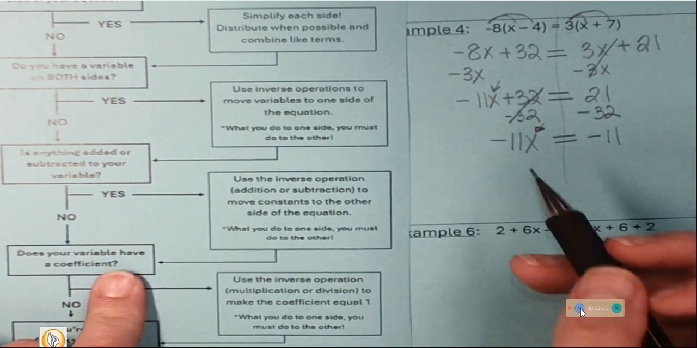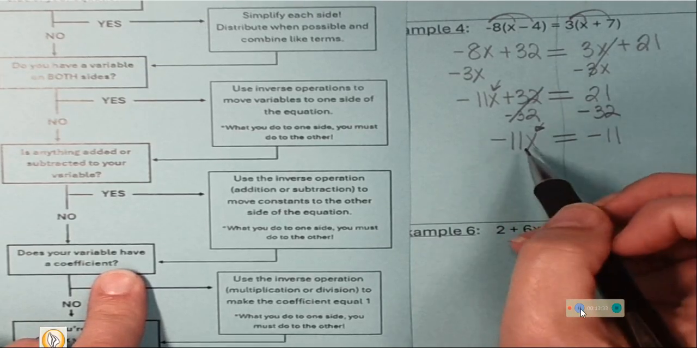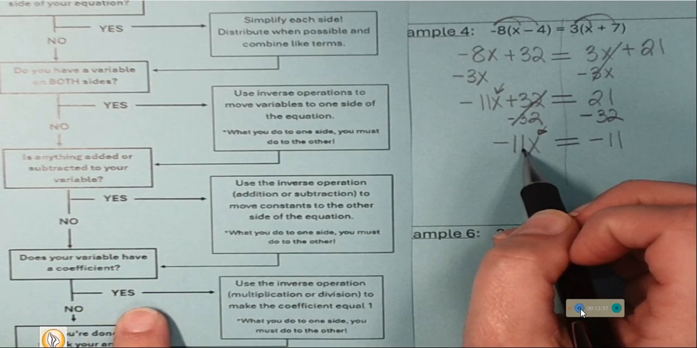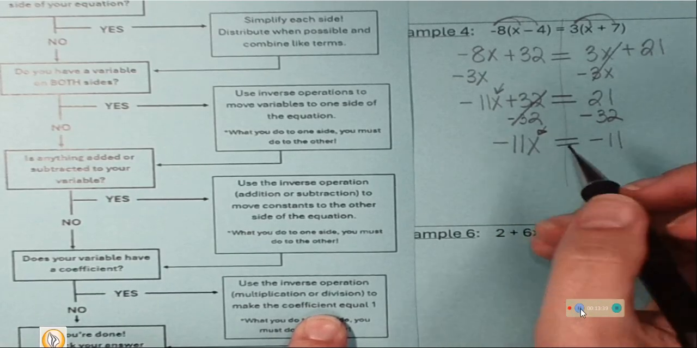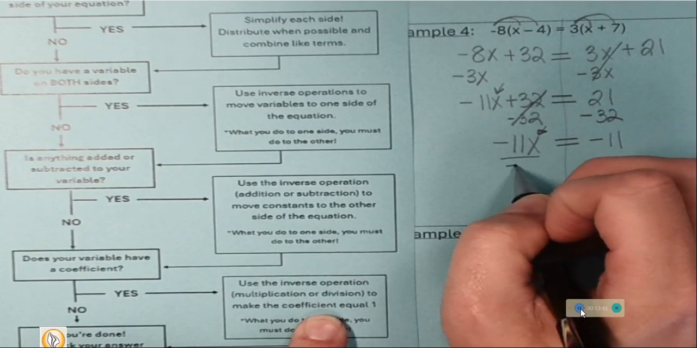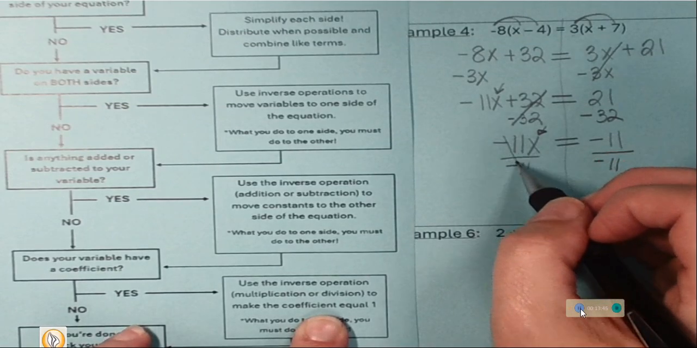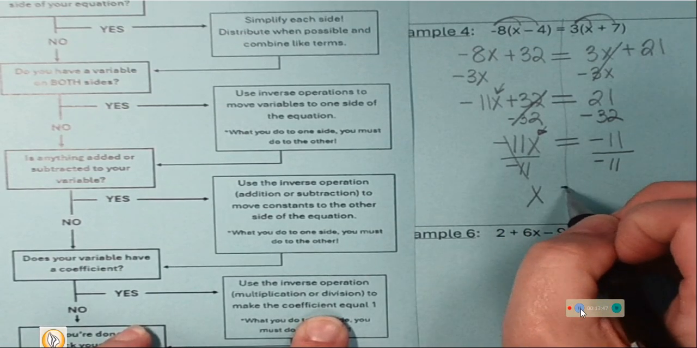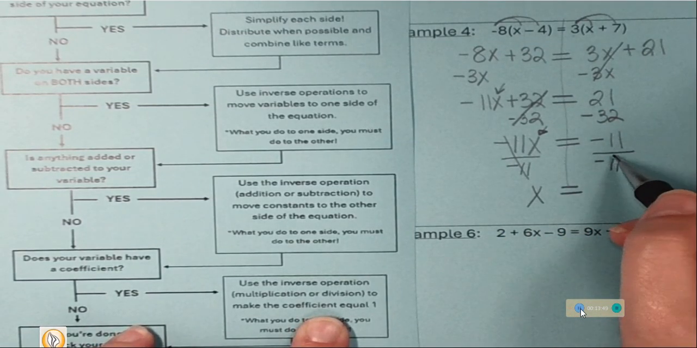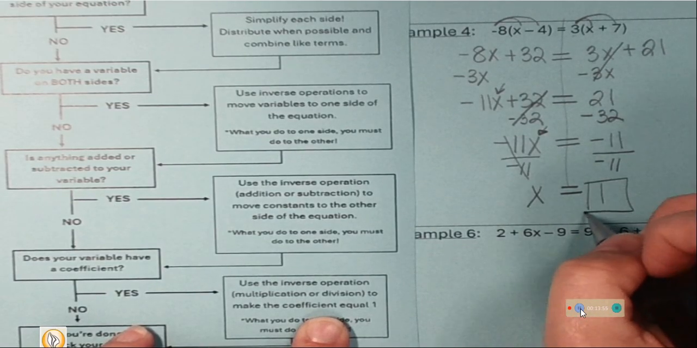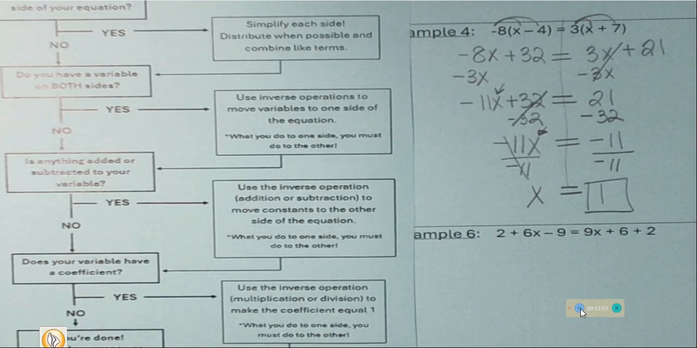All right. Does your variable have a coefficient? It does. You're multiplying by negative 11, so you're going to use the inverse. What's the inverse of multiply? Divide by negative 11. Okay? Negative 11 divided by negative 11 is x equals negative 11 divided by negative 11. What's that give you? 1. Plain old 1.